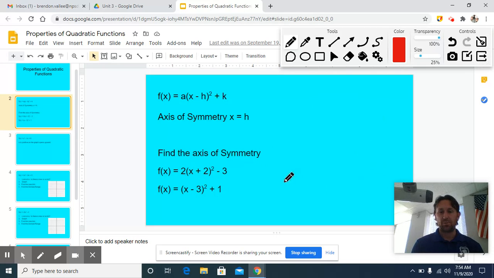This one right here would be right 3, up 1. So 3, 1. Okay, so that's my vertex. So when I graph my U shape, 3, 1 is that minimum point, and x equals 3 is my axis of symmetry.